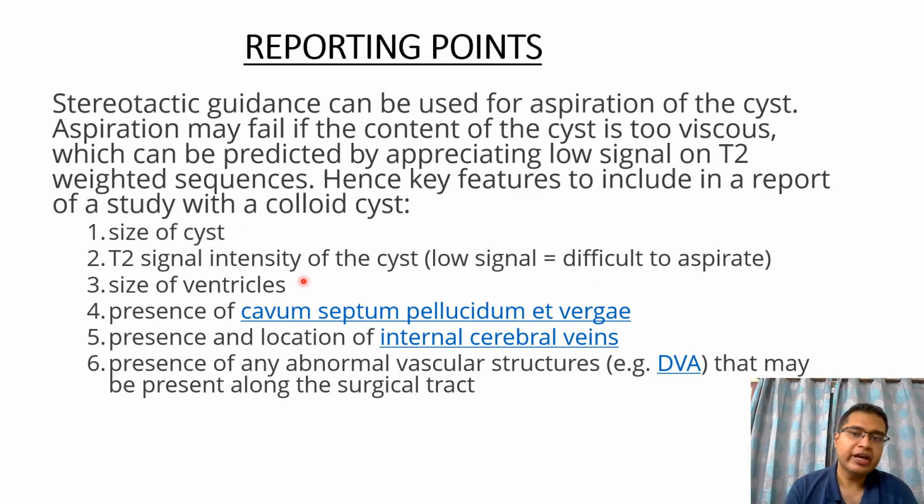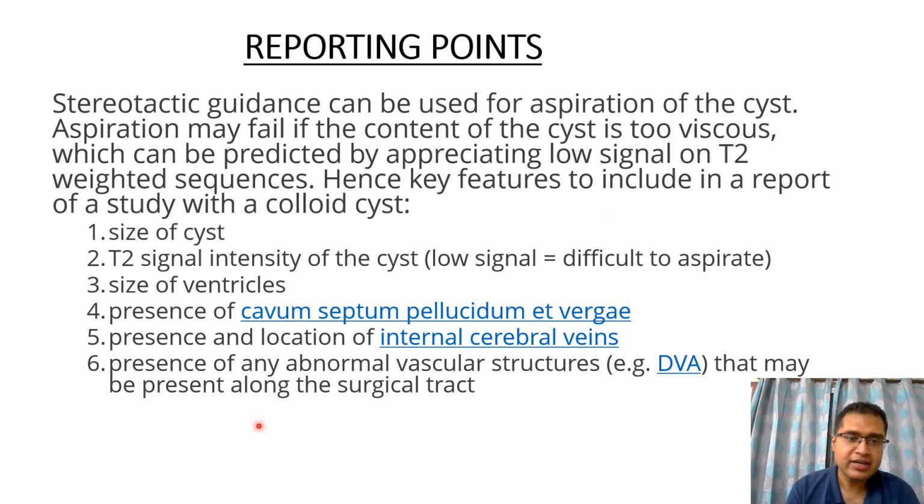So of course, to get a better look at the lesion, we should get an MRI done. The important reporting points in case of a colloid cyst on MRI, which should be included, are these. To understand this, we should know the management of a colloid cyst. Stereotactic guidance can be used to aspirate the cyst, and the aspiration might fail if the content of the cyst is too viscous, which is predicted by T2 weighted images.